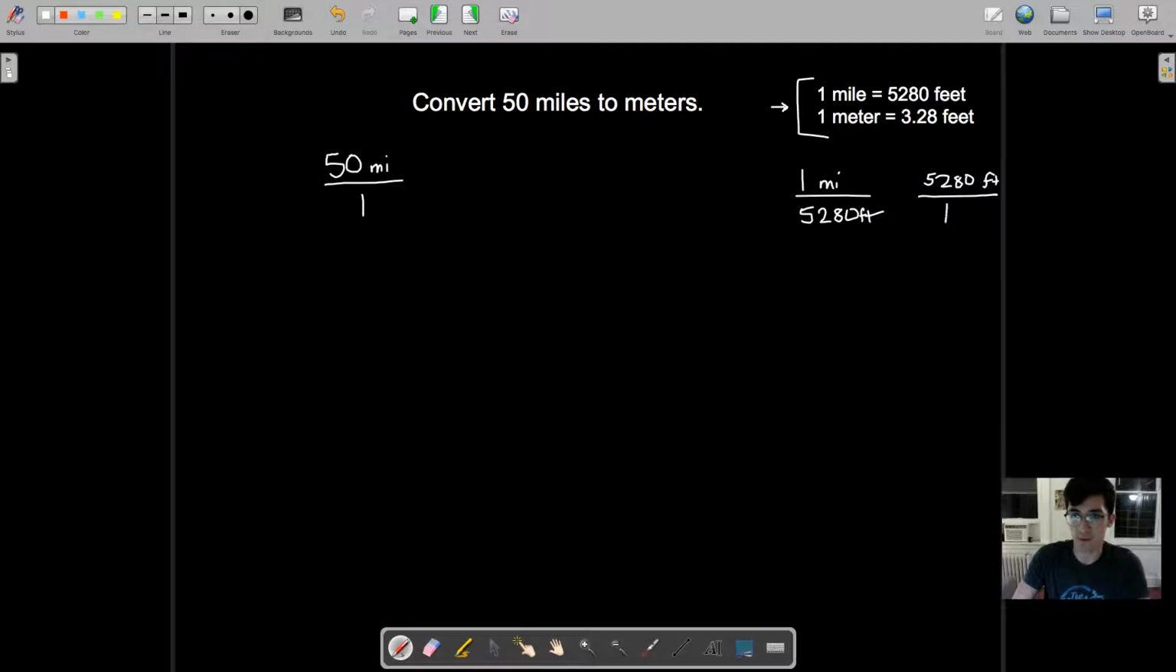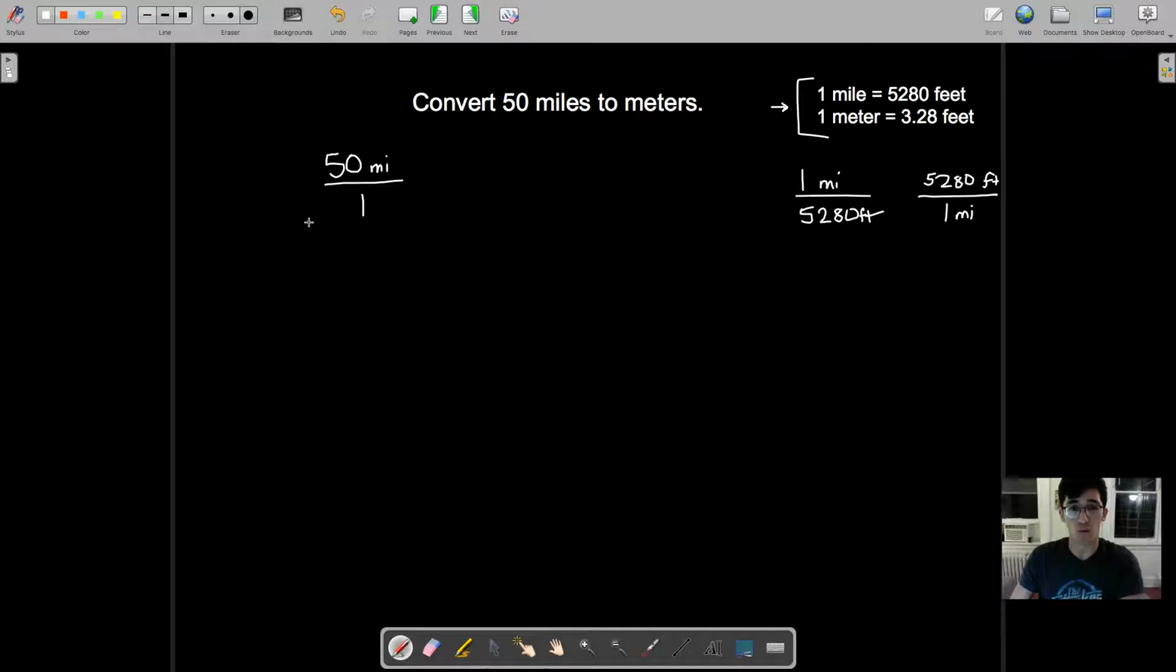Why is that? Well, both of these fractions are equal to 1. If 1 mile is the same thing as 5,280 feet, then 1 mile divided by 5,280 feet is just dividing a value by itself. So these fractions are equal to 1. And what's cool about that is that we can multiply by either of these fractions without changing the value of the original fraction, 50 miles over 1. But we need to choose which fraction we are going to multiply by.